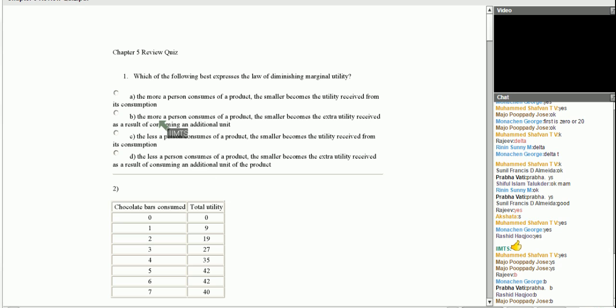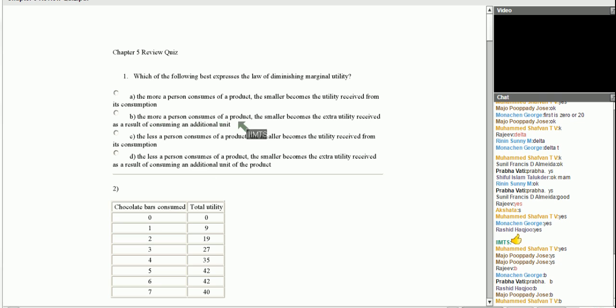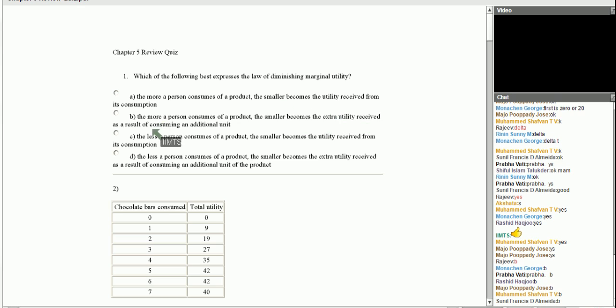It is B. Yes, it's B. It says the more a person consumes of a product, the smaller becomes the extra utility received as a result of consuming an additional unit. These two are very close, but the difference is the word extra, the extra utility or the extra satisfaction which we get, that is the marginal satisfaction. It goes on decreasing with every additional unit. Now the next one.